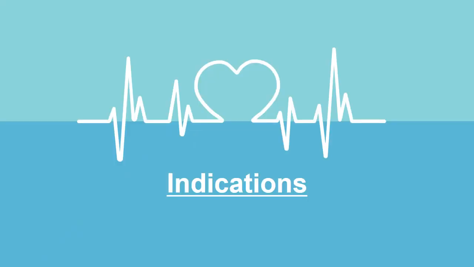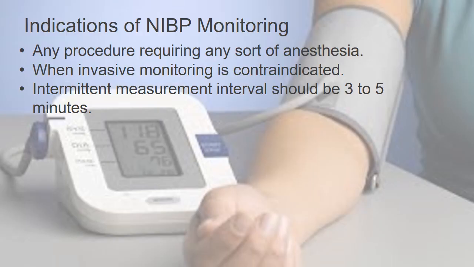Okay, now we have got the indications, I mean, when we have to utilize which of the following. The indication for non-invasive blood pressure monitoring, as far as anesthesia is concerned, is any procedure which needs anesthesia; we have to measure the blood pressure of the patient. The American Society of Anesthesiologists recommends that we measure the blood pressure every 3 to 5 minutes. And when invasive blood pressure monitoring is contraindicated, yes, you utilize the non-invasive blood pressure monitoring.